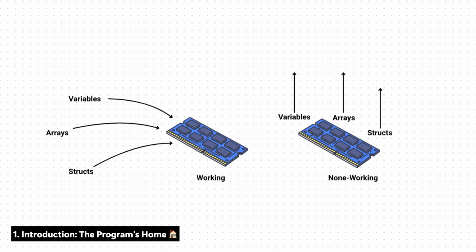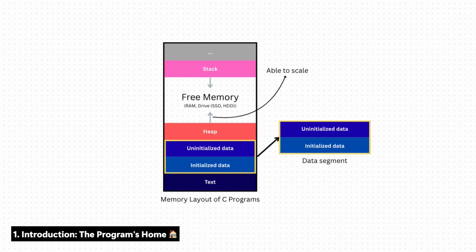This memory region is logically divided into 4 main segments, each serving a distinct purpose for your variables and code. Understanding these 4 segments, text, data, stack, and heap, is the foundation for writing efficient code, especially when dealing with dynamic memory and pointers.